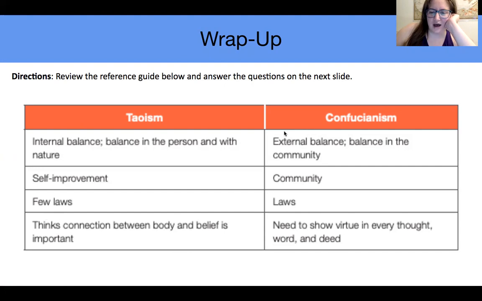For Confucianism, we have external balance, balance in the community. So remember, we read yesterday that Confucianism has a lot of beliefs about relationships between people, relationships between those in power, and that was really important. Community is also very important. Laws and the need to show virtue in every thought, word, and deed. So when looking at these two series of statements, you can compare the two belief systems. What's similar? What's different? What do they focus on? What's really important to each one?